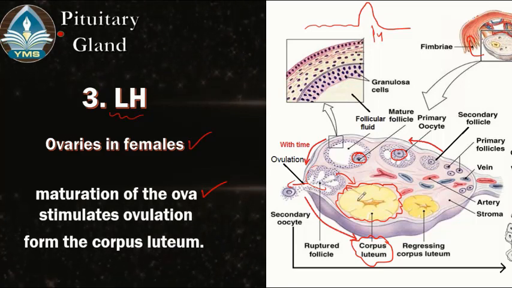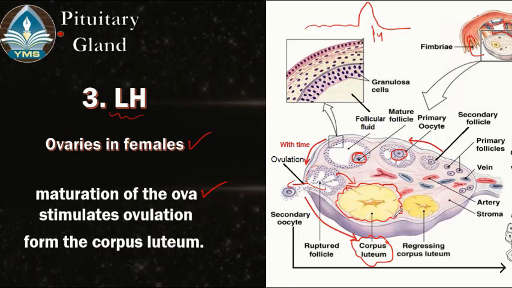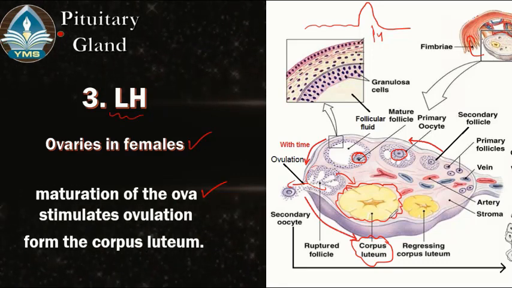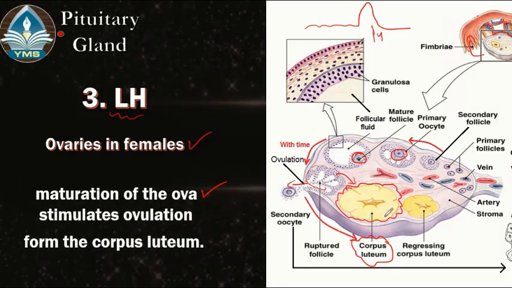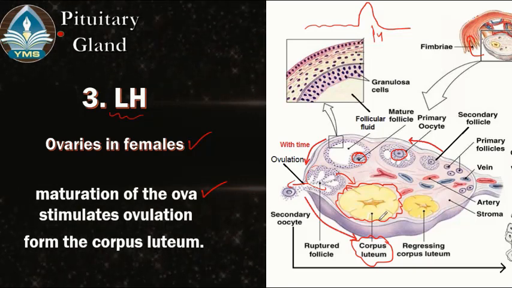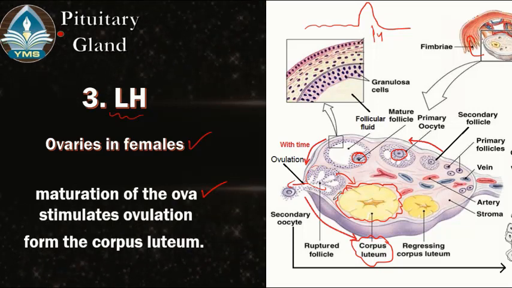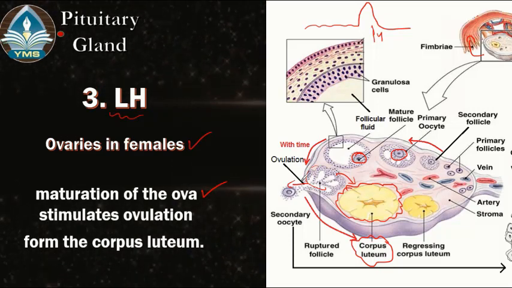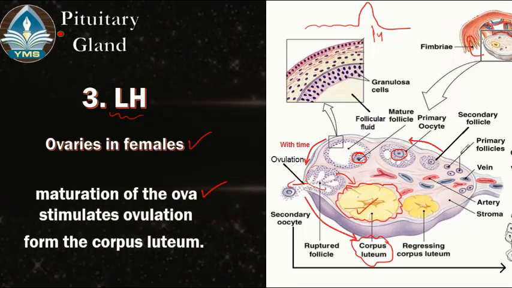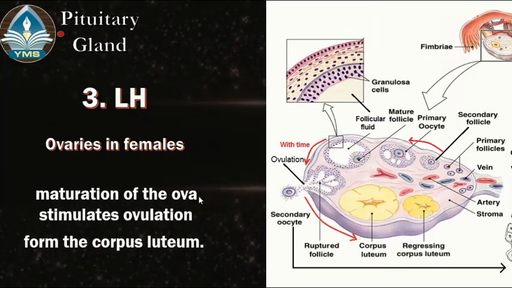The corpus luteum now is going to be like a temporary gland which will produce hormones like progesterone and estrogen, which will help in the preparation of the uterus to hold this egg in case it is fertilized. So LH will help in the formation of the corpus luteum. So these were the functions or the jobs of LH.